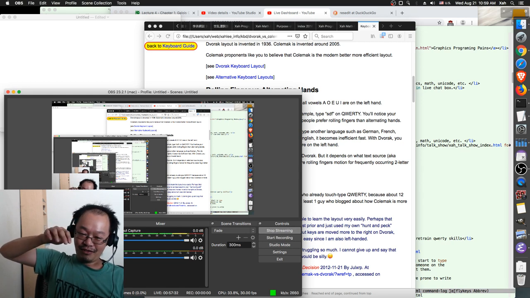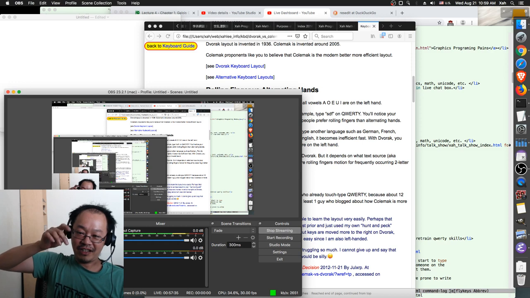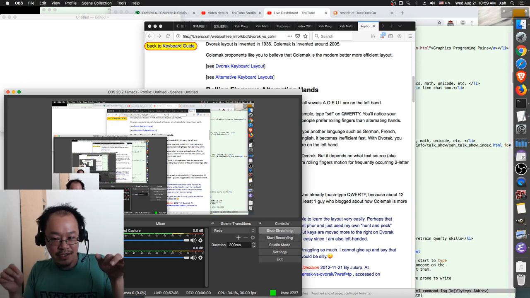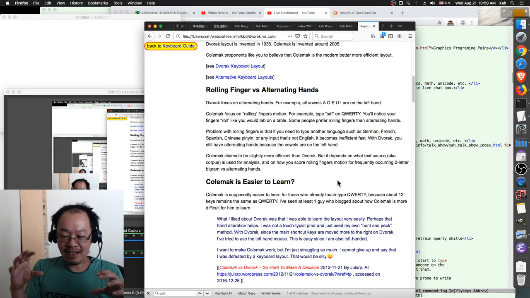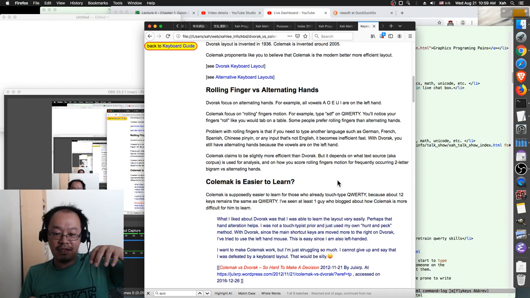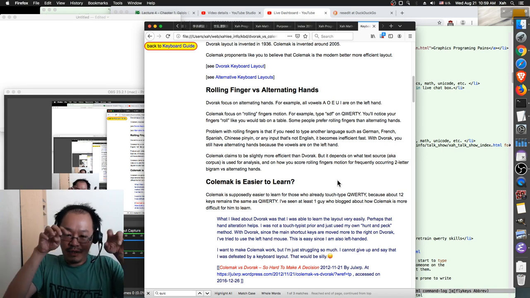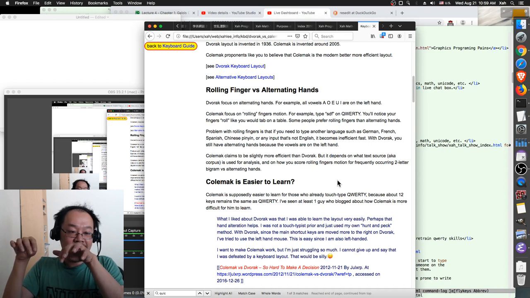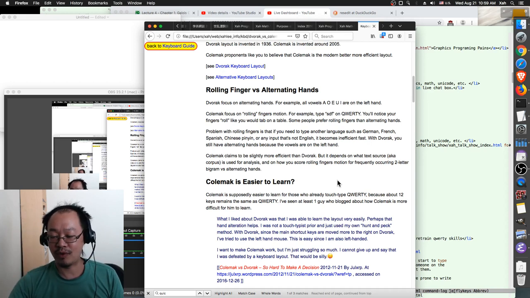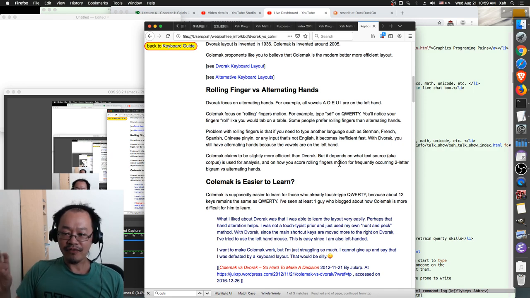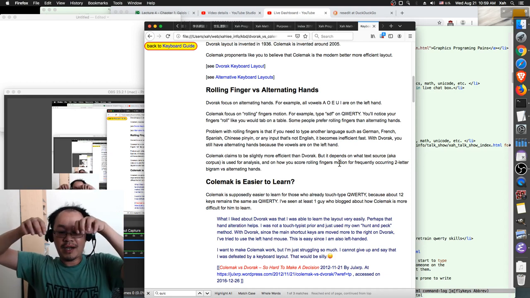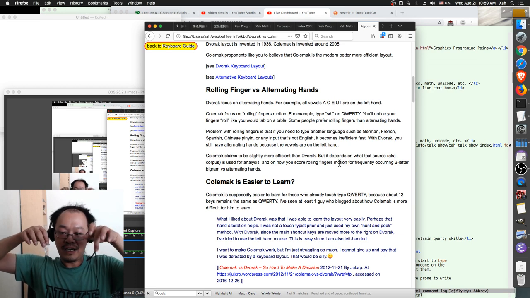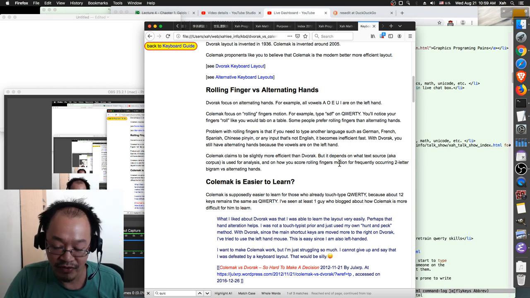Then you have this rolling fingers movement. That is usually very comfortable. That is the strong point of Colemak, and that is how it is designed. They want to put the letters so that you have all these inward rolling movements. On the other hand, Dvorak is designed as an alternative. So if you type Dvorak, typically what will happen is you use your right hand, then left hand, right hand, left hand. That's how Dvorak is designed.